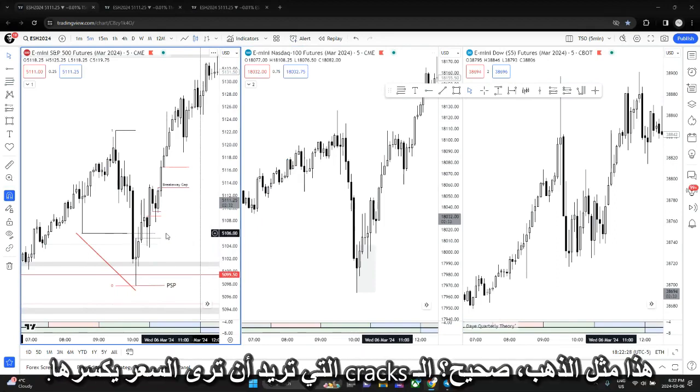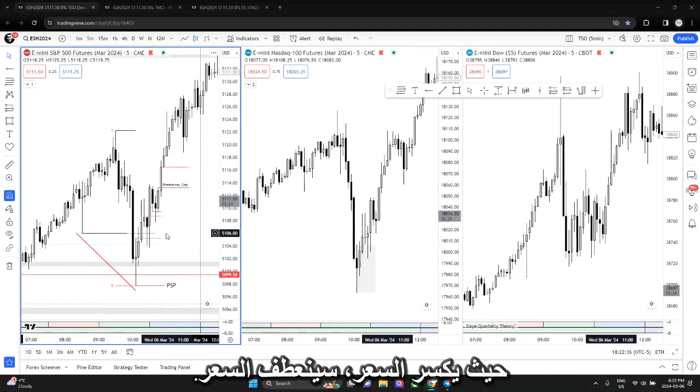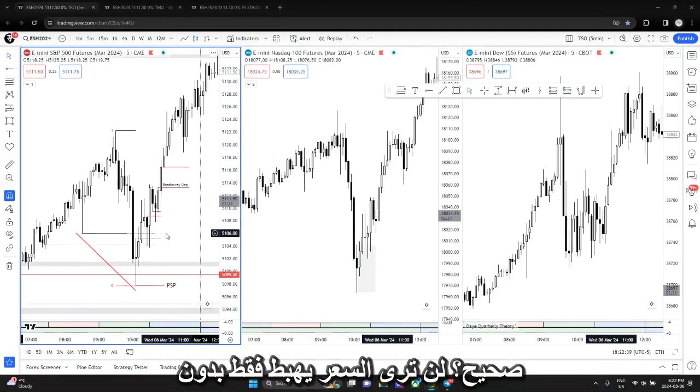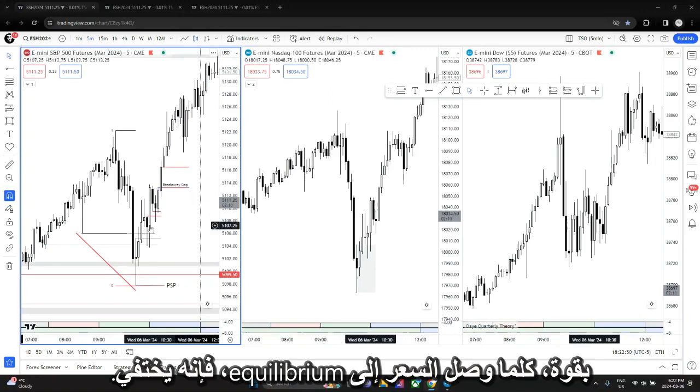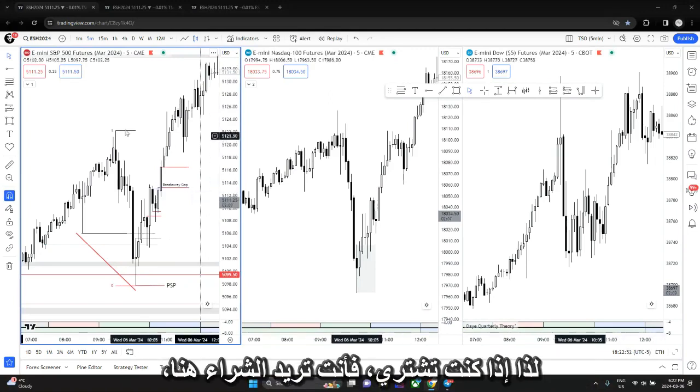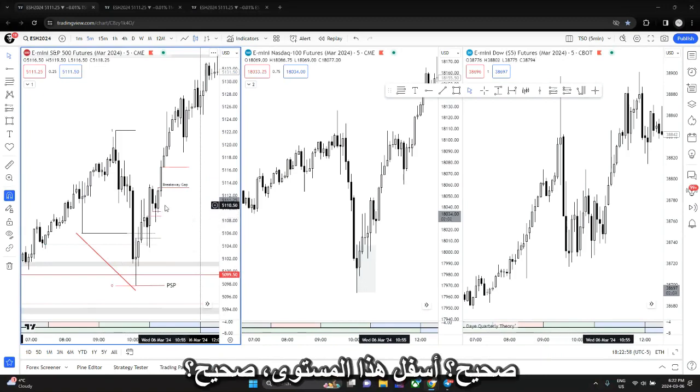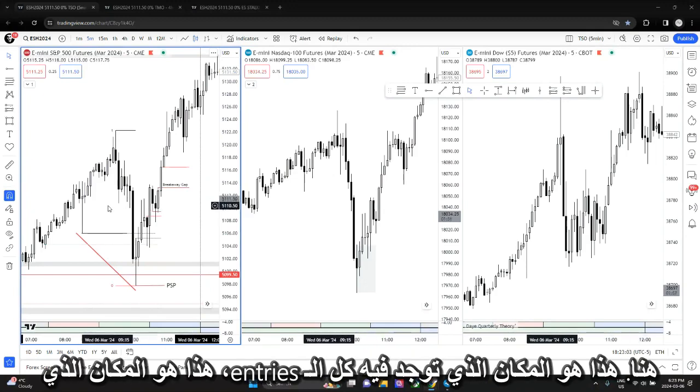So this is like the gold, the cracks. You want to see price crack. Where price cracks, price is going to turn. You're not going to see price just drop without cracking. And then afterwards, what happened? Whenever price gets to equilibrium, it's just gone. So if you're buying, you want to be buying here, below this level right here. This is where all the entries are. This is where everything happened, below here.